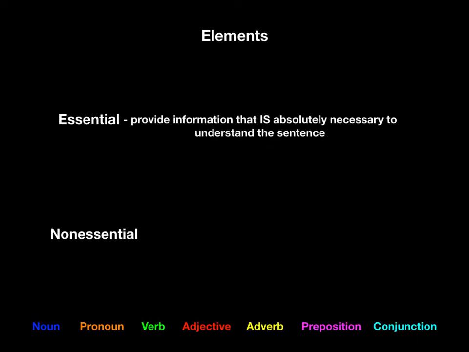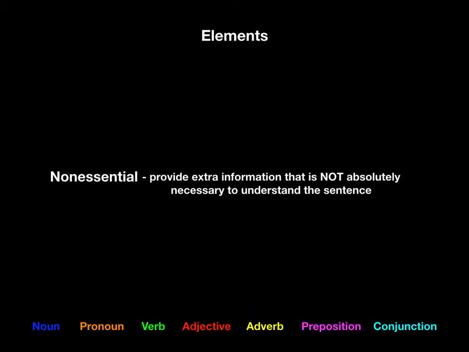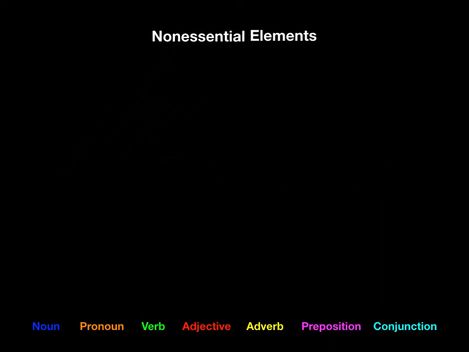Essential elements provide information that is absolutely necessary to understand the sentence. Conversely, non-essential elements provide extra information that is not necessary to understand the meaning of the sentence. When we are dealing with a non-essential element, we can and should place commas on either side of that element. There are three types of non-essential elements. There are words, there are phrases, and there are clauses.